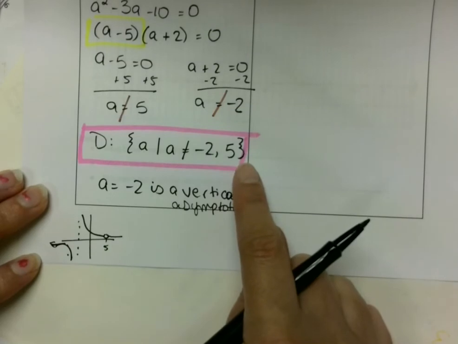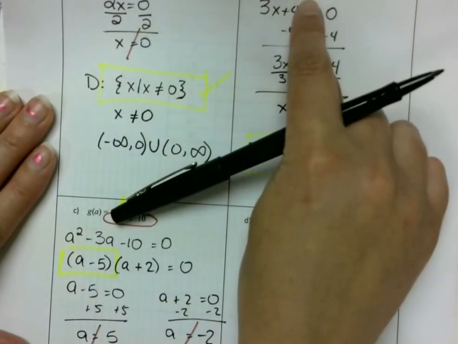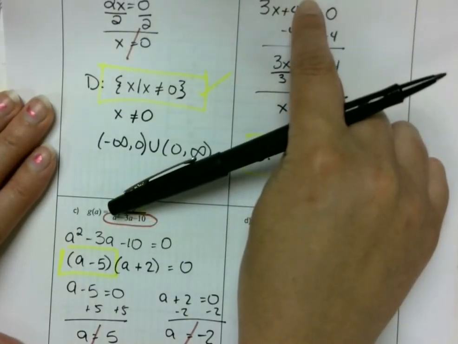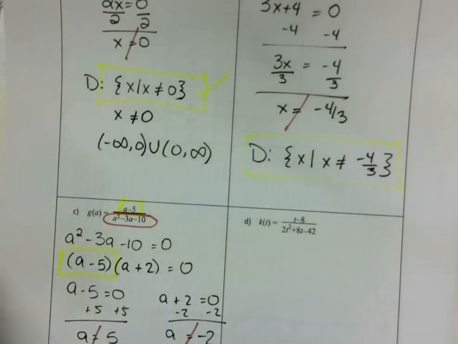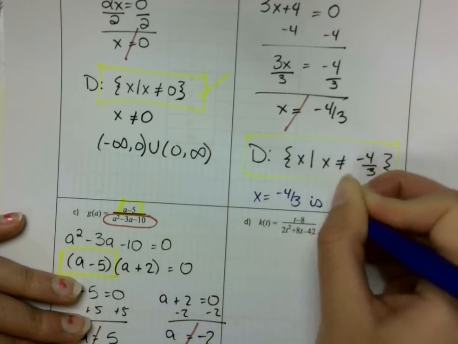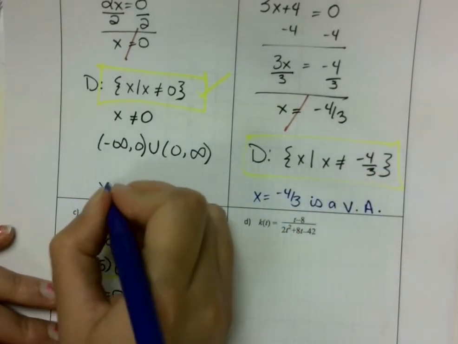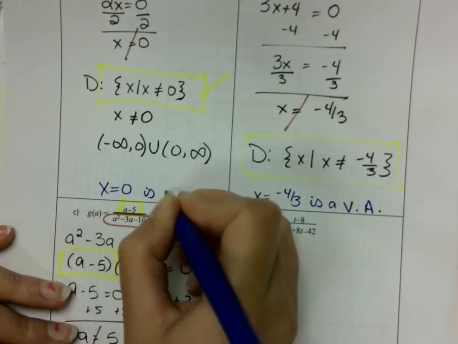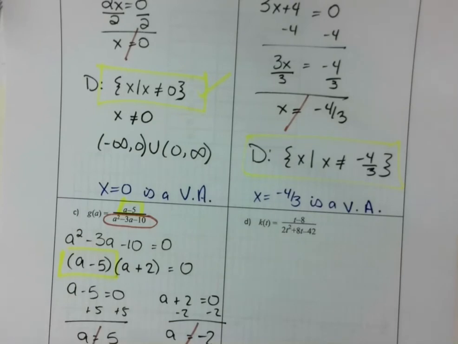Okay. Now, I didn't mention that in the previous two because it wasn't an issue in parts A and B, because in parts A and B, I did not have a factor that reduced. So if we were interested in going back up there and filling in that information, we could fill in that x equals -4/3 is a VA, short for vertical asymptote, and x equals 0 is a VA, short for vertical asymptote, because those were not values that reduced in the numerator.